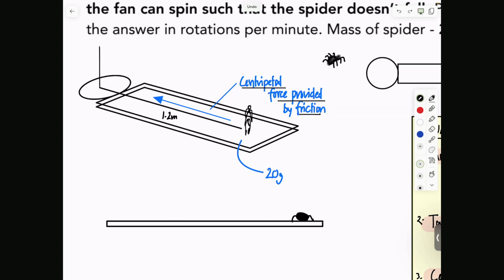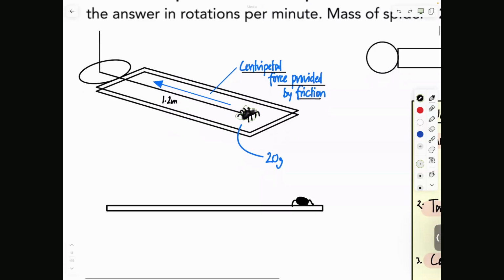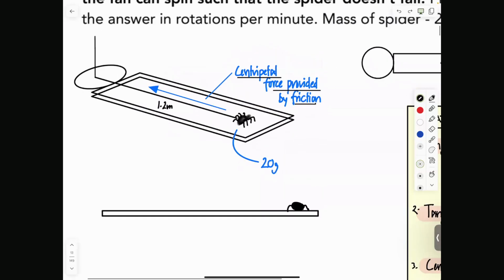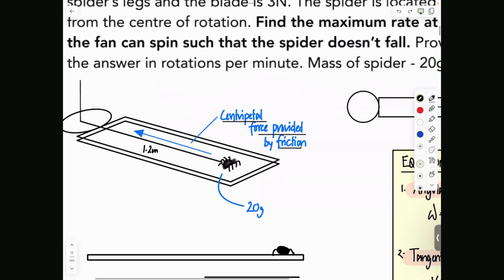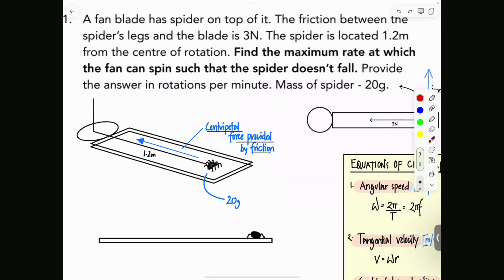Okay. Unfortunately for the spider here, the only force we have is what? Friction. And that also has a limit here. How much is it? 3 Newton. So if you're trying to go in a circle where you need more than 3 Newton, what will the spider do? Fall off. So my question here was, how fast can you keep rotating the blade till the spider falls off? That's the question here, okay?